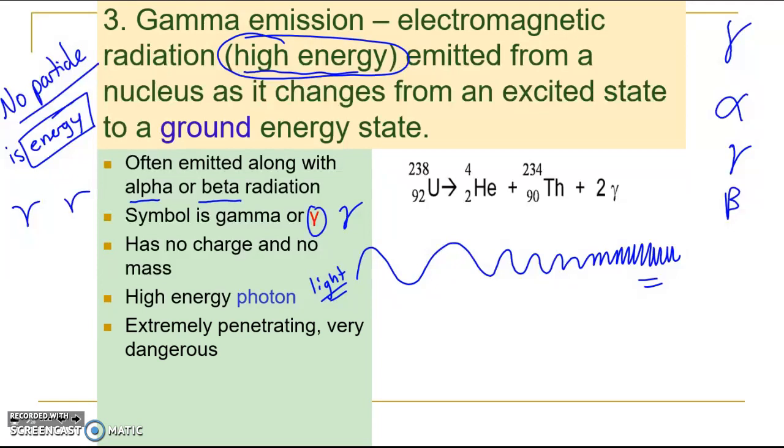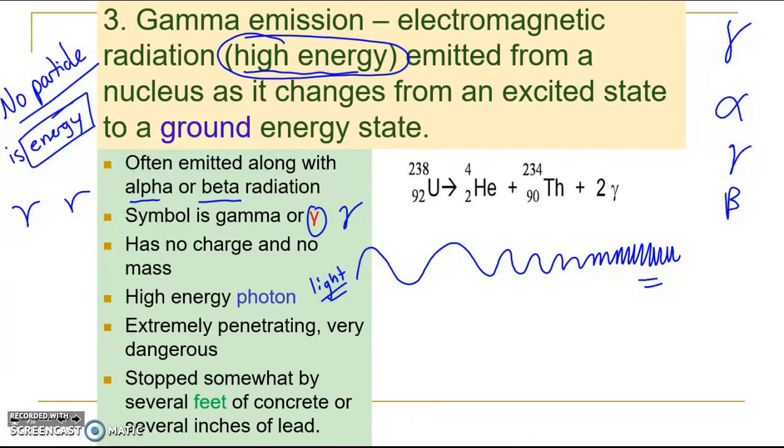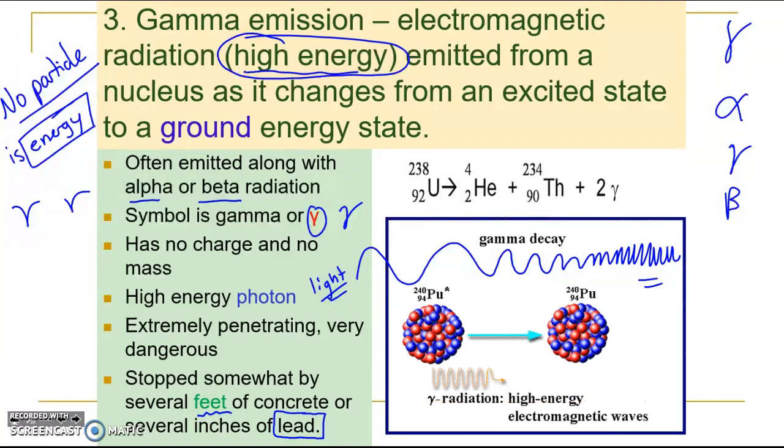Extremely penetrating and very dangerous. These are probably the most dangerous. Stopped by several feet of concrete or several inches of lead. So when you hear of radiation poisoning, a lot of times gamma emission does that. When you go and get an x-ray, they protect you from this by putting a big lead vest on your chest. That's how they protect you.